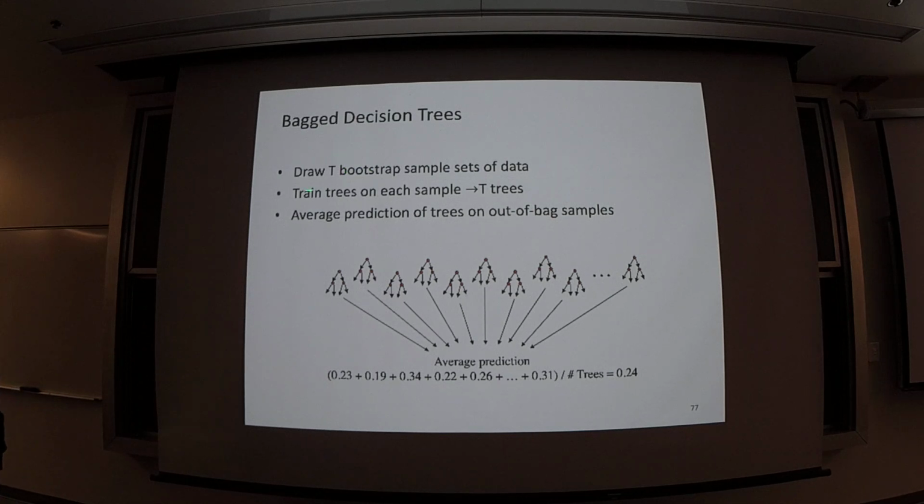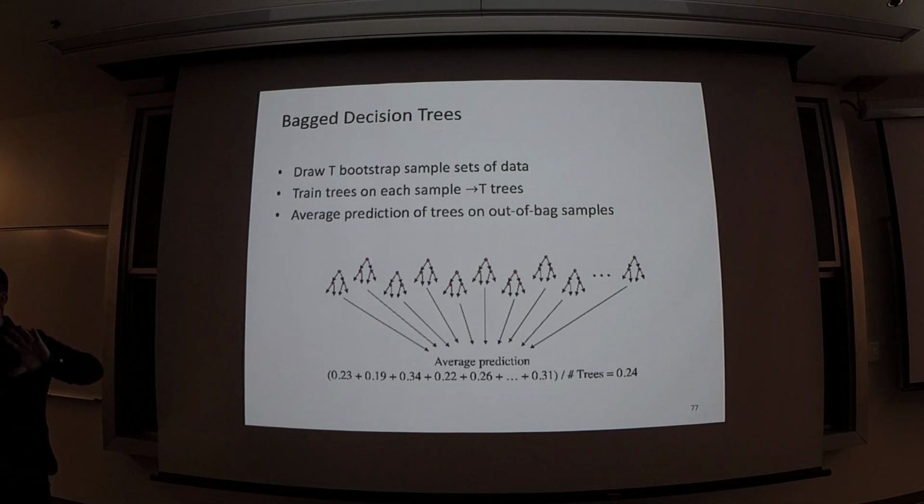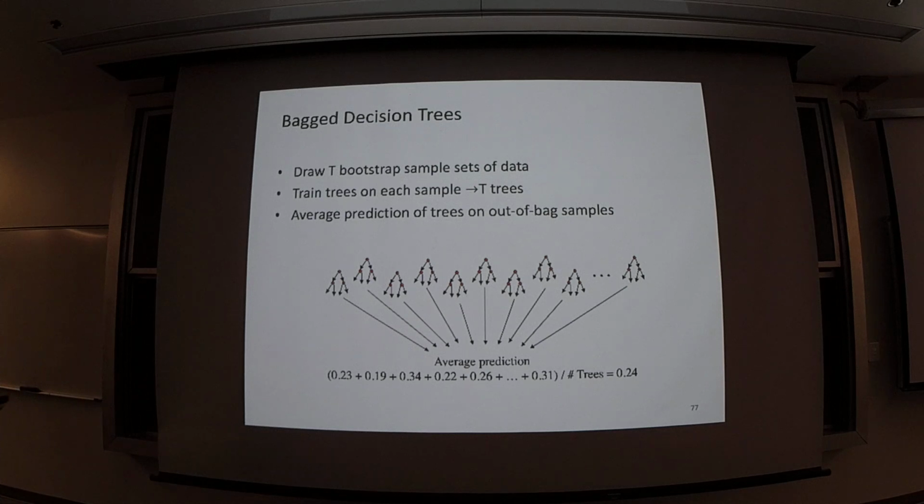And then based on this bootstrap sample, we train a tree. And we do this T times. Remember, these T iterations can be done totally in parallel because they're independent of each other. The samplings are independent of each other. And then we just average the predictions of all of the bagged decision trees. That's the bagged decision tree. So here's one example. If your decision tree is doing regression, you just take the average, right?